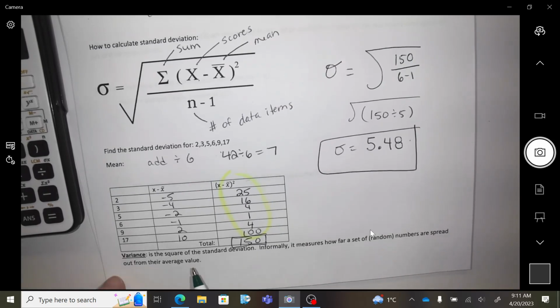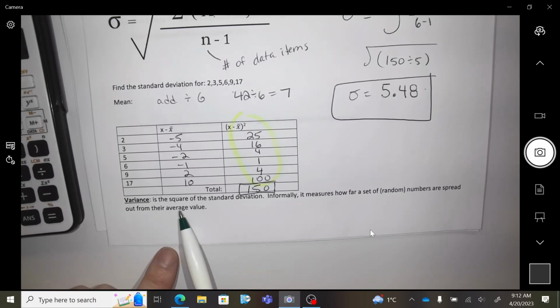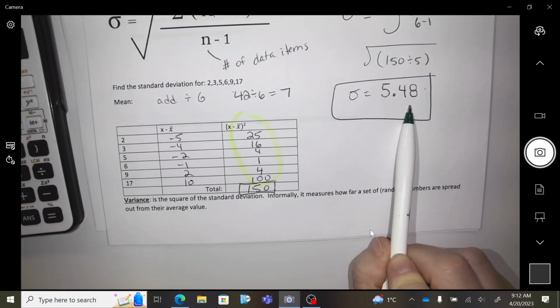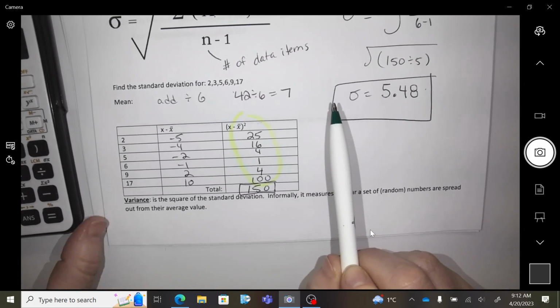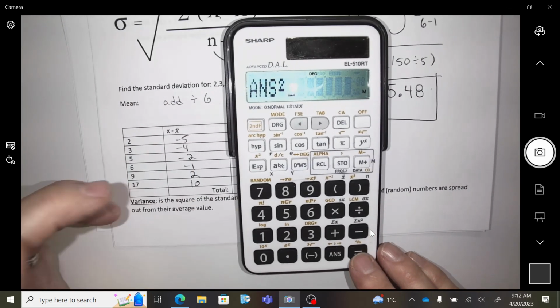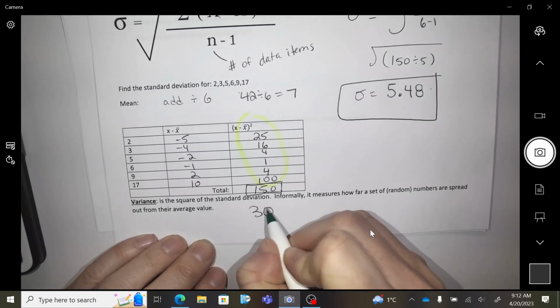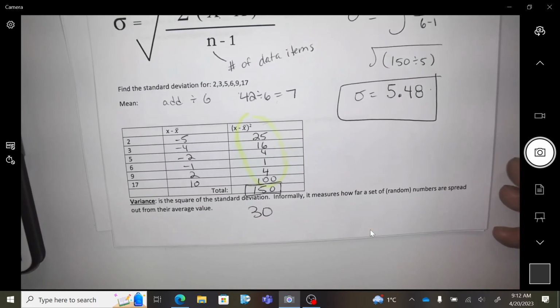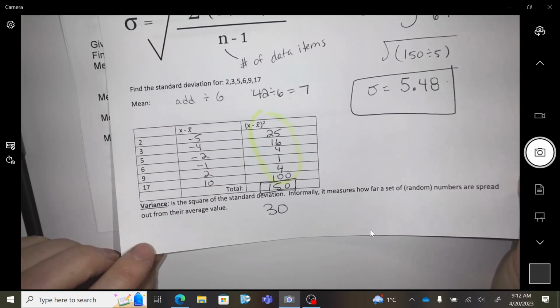Okay. The word variance, I don't really use it a lot, but it's just the square of that. Do you remember where we were before we square rooted? I still have it on my calculator, so if I square it, we were at 30. I think it might just ask you to do it in your booklet, but I don't usually use it for anything.